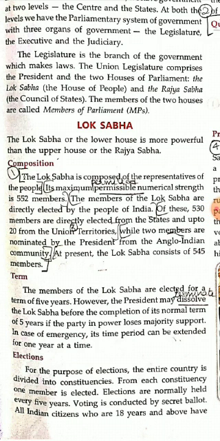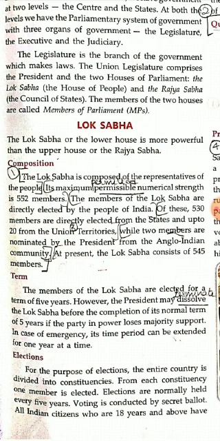Now we learn about the elections. How are the elections done for the Lok Sabha? For the purpose of elections, the entire country is divided into constituencies. The country is divided into small sections for the purpose of elections. From each constituency, 1 member is elected. The representatives stand for elections, and 1 member gets elected from each of these constituencies.